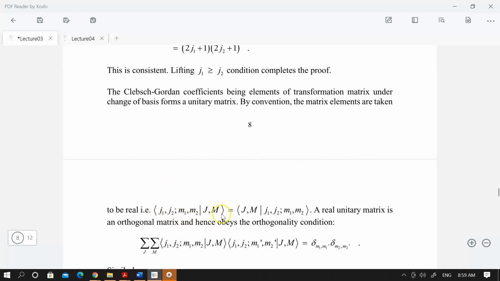So in other words, you look at the Clebsch-Gordan coefficient over here. If you swap these two, ket and bra, from one to the other, it should be a complex conjugate, but now you essentially make them equal. So they are real numbers. Okay, and a real unitary matrix is essentially an orthogonal matrix, and that helps simplify things a little bit.